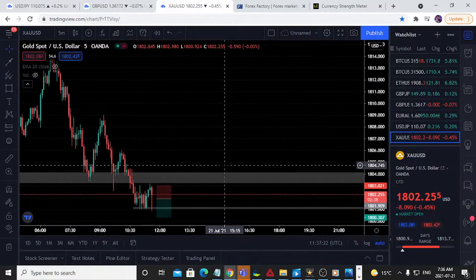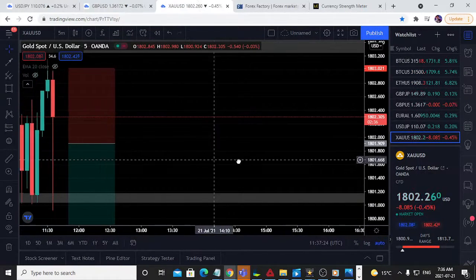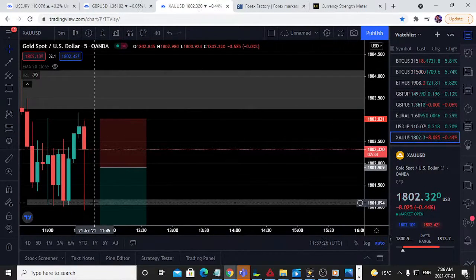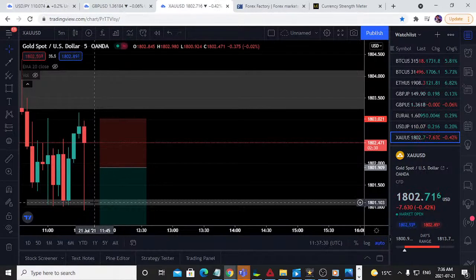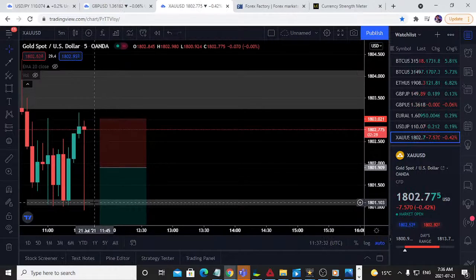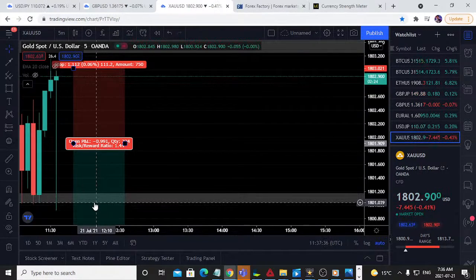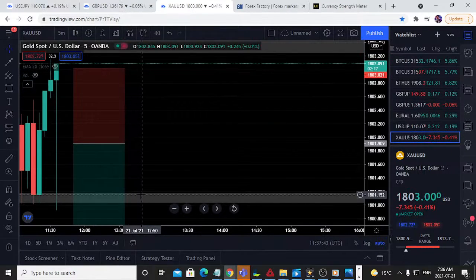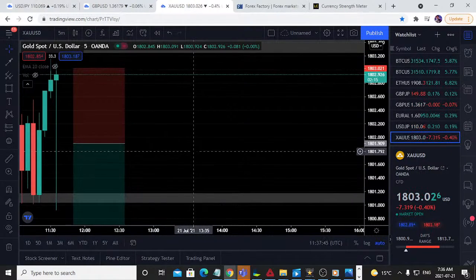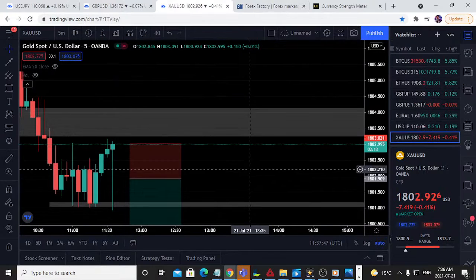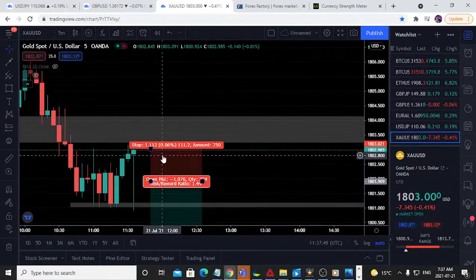I kind of don't like how it's moving. It did break lows and came back down all the way down to this point, but now it's retracing. I really don't like how it's going. Yeah, I think that's my... Yeah, I'm going to call that. So I lost about 2 pips only.